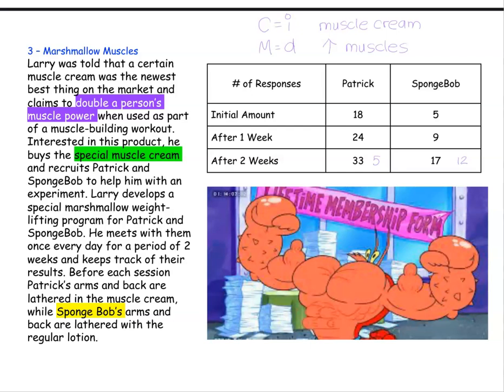So we need to increase our sampling size. Maybe SpongeBob ate a whole bunch of amino acids and protein during the 2 weeks and Patrick didn't. So we go back to our experimental design and try to, 1, increase the number of people that are involved, and 2, try to control for variables that we didn't control in the beginning experiment, like diet.